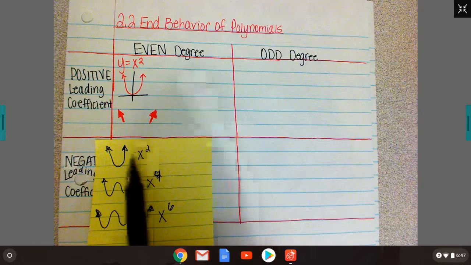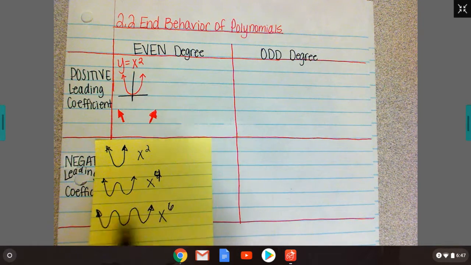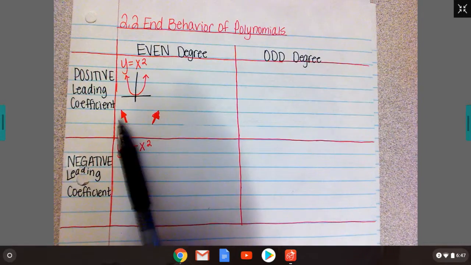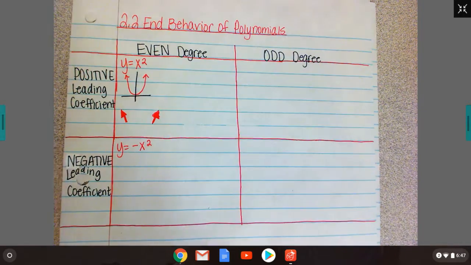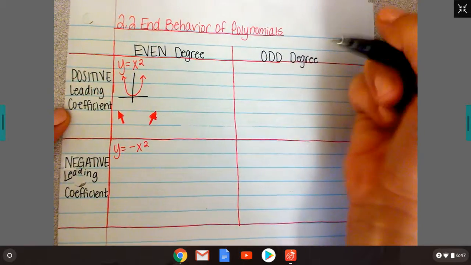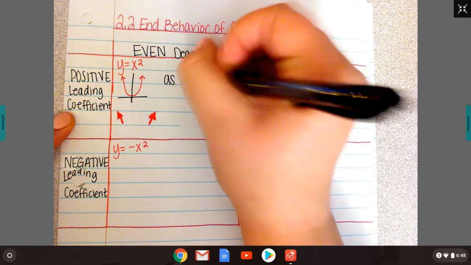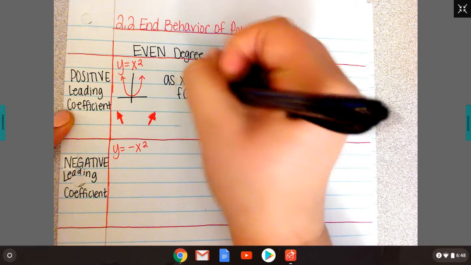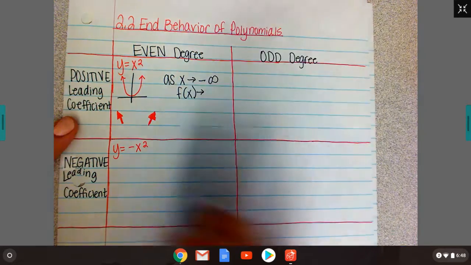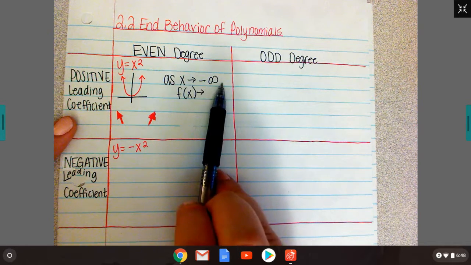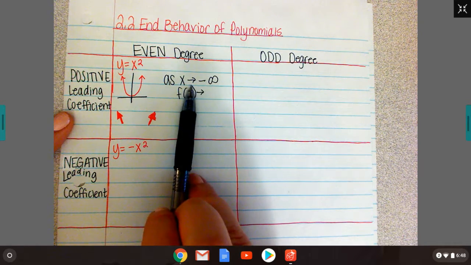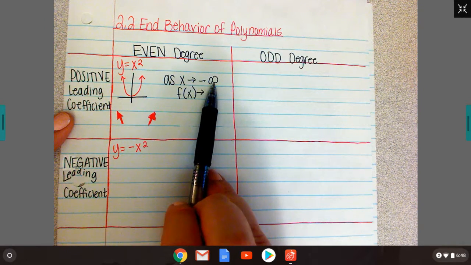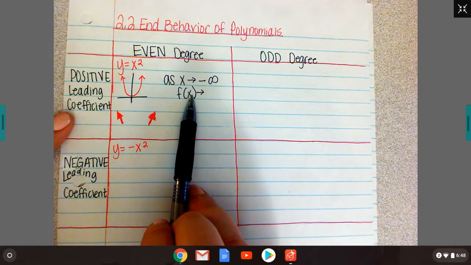So notice that all of these have a positive outgrowth, have an even degree, and they just get more wavy as they go. But we know that they all are going to end like this, and we're going to write it really mathy-like. So what we want to write is, as x heads towards negative infinity, what does f of x do? So what I mean by this, as x heads towards negative infinity, x is left or right. So as x heads towards the negatives, I'm really saying as we go left. And then f of x is another wording for y.